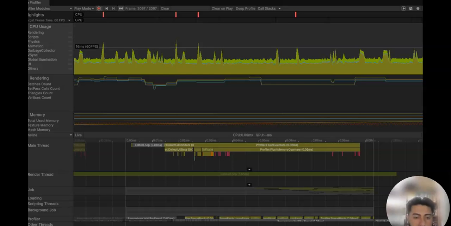Number one, reduce the number of batches. By applying static and dynamic batching techniques for static or repeated objects. Number two, optimize the materials and the shaders, by using simpler versions or combining textures to at least reduce render calls.